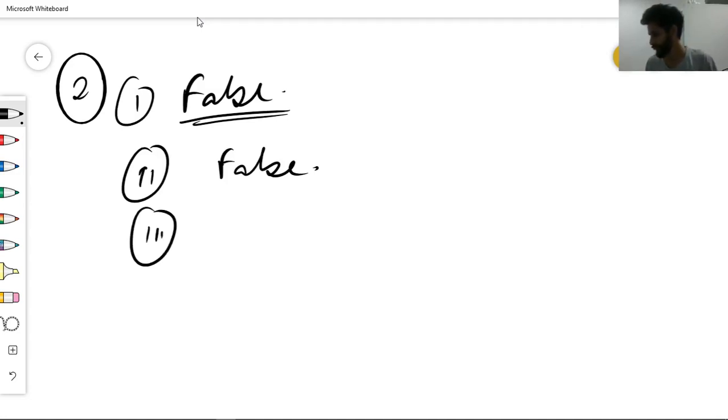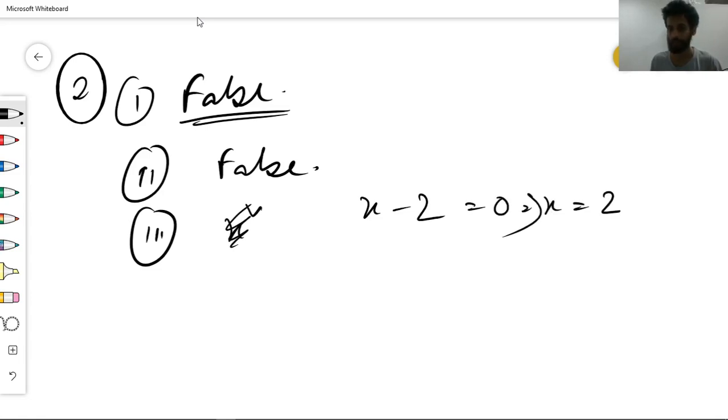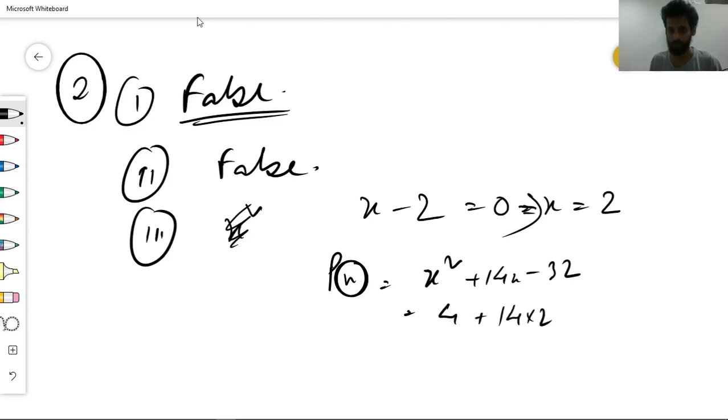Number 3. One of the factors is x minus 2. So we take this as 0, which implies x is equal to 2. We put the value of 2 into Px, which is x square plus 14x minus 32. So 4 plus 14 into 2 minus 32, that is 4 plus 28 minus 32, which is equal to 0. So this is a factor, that means true.